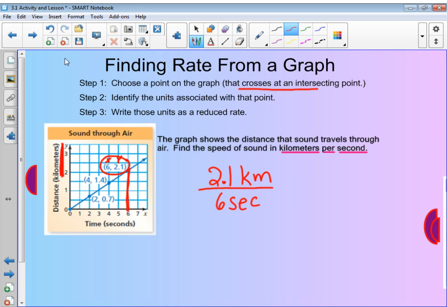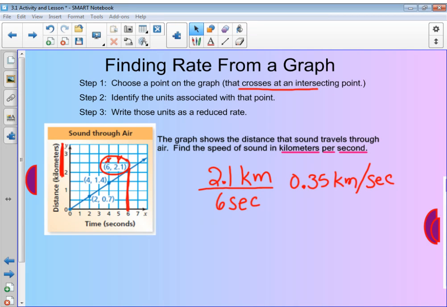Now if we go through and do our unit rate, just like we have on the previous slides, we're going to divide it out. So 2.1 divided by 6 seconds gives me 0.35, and that would be kilometers per second. Or you could put 0.35 km over 1 second.